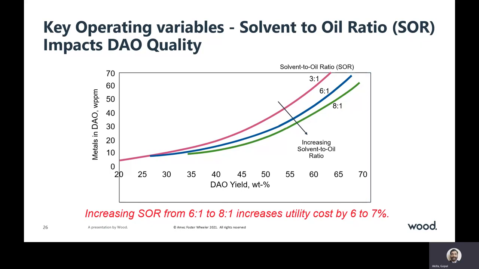So this can be looked at in the other way. If the metal content is acceptable at 6:1, then I could use the 8:1 solvent to oil ratio and get the extra DO lift. So it's a kind of trade-off we can play with: high solvent to oil ratio versus low solvent to oil ratio. But we typically limit any variation between 6 and 8 instead of 3:1, because 3:1 becomes very sensitive to quality changes in the feed or contaminant changes in the feed.